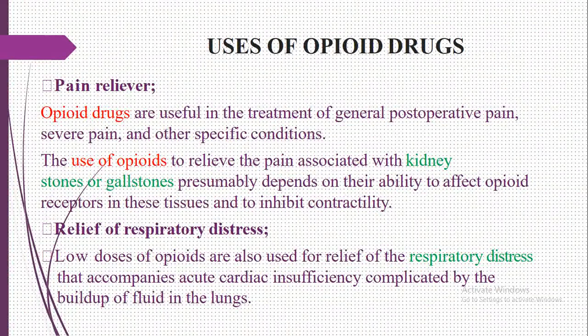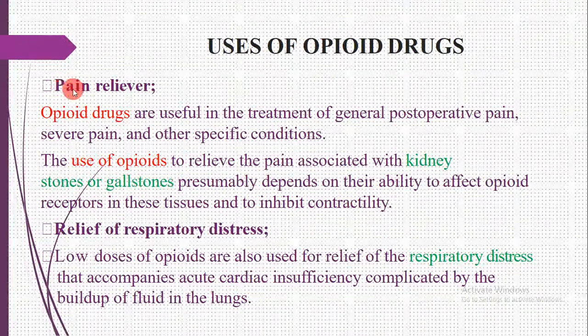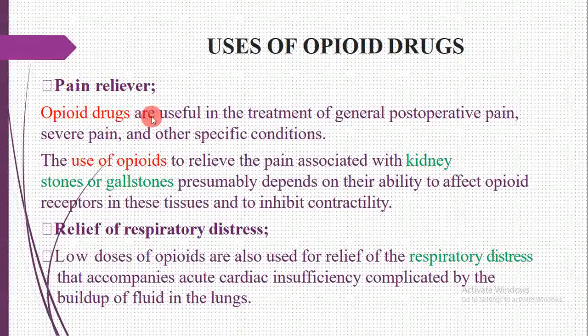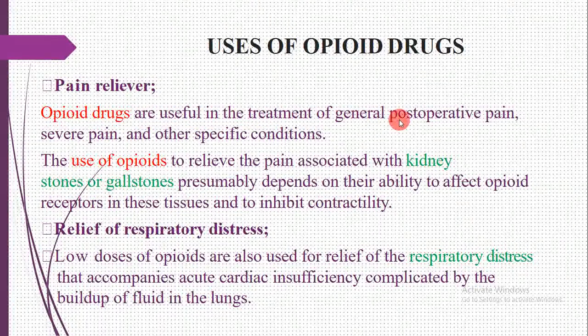Now, what are the clinical uses of opioid drugs? The clinical uses of opioid drugs: they are used as pain relievers. Opioid drugs are useful in the treatment of general post-operative pain, severe pain, and other specific conditions. The use of opioids to relieve the pain associated with kidney stones or gallstones presumably depends on their ability to affect opioid receptors in other tissue and inhibit contractility.